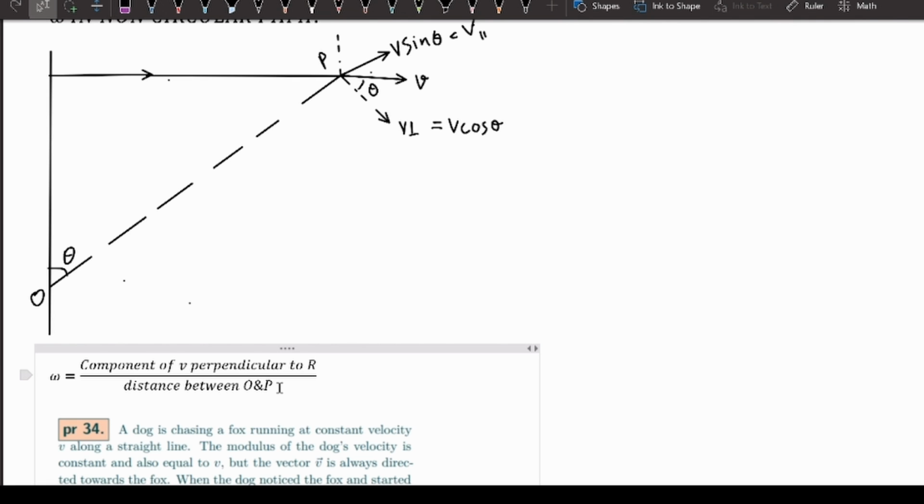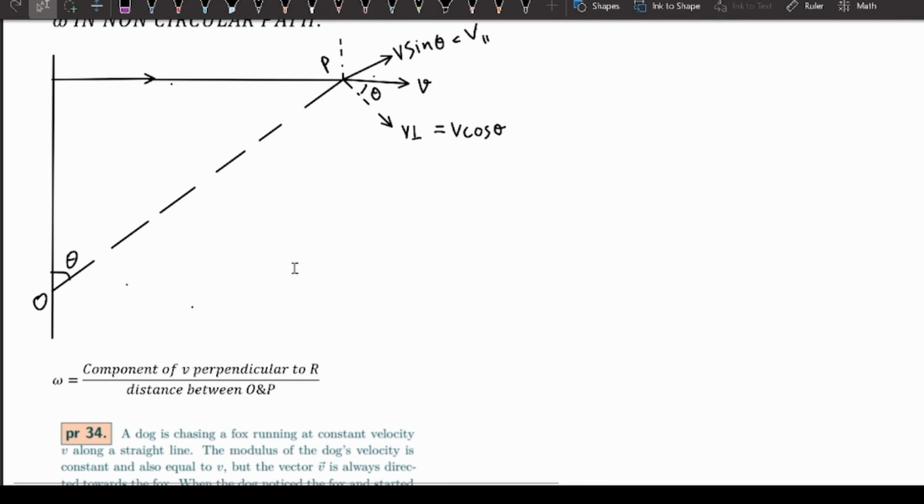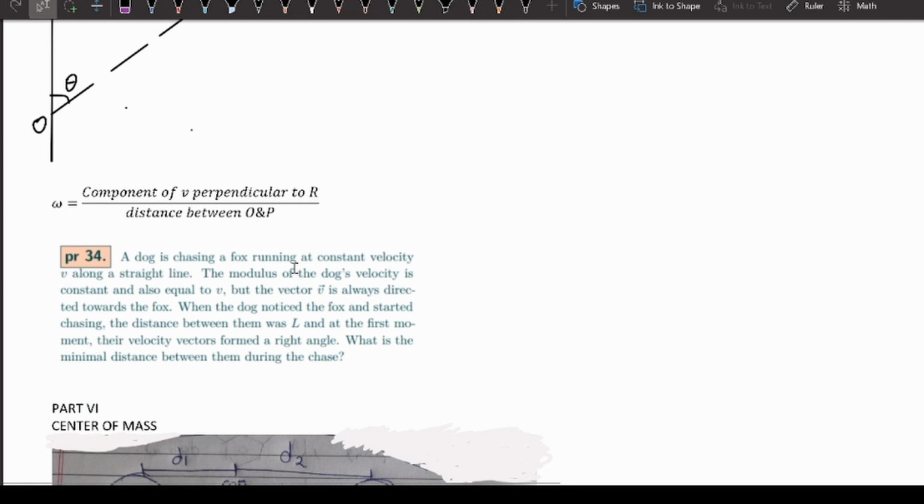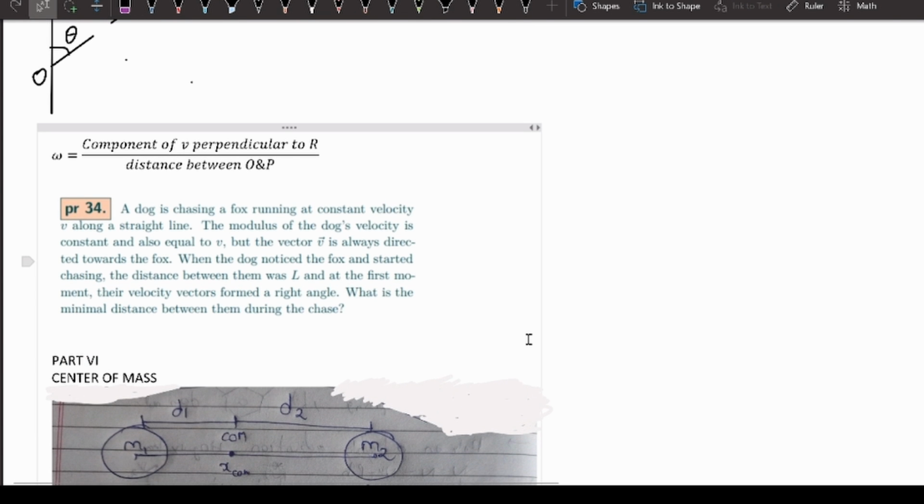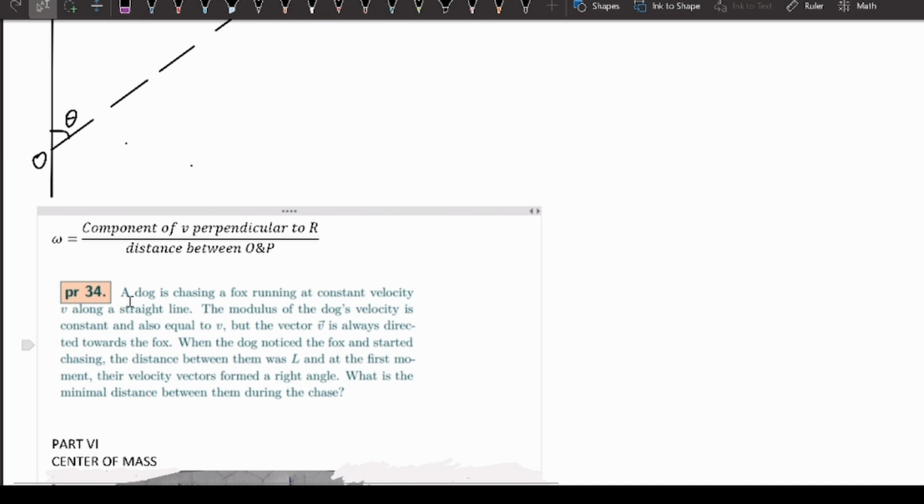I want you to imagine this in both ways. This is a non-circular path, of course, when you see it simply, but please make an effort to add a circular path intuition here. Do you guys have any doubts? Please work this problem out. Problem 34 uses this. You can start off by drawing the diagram first for this question and use this relation that you see here.